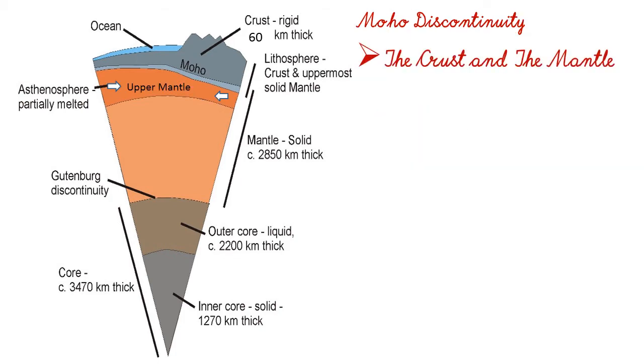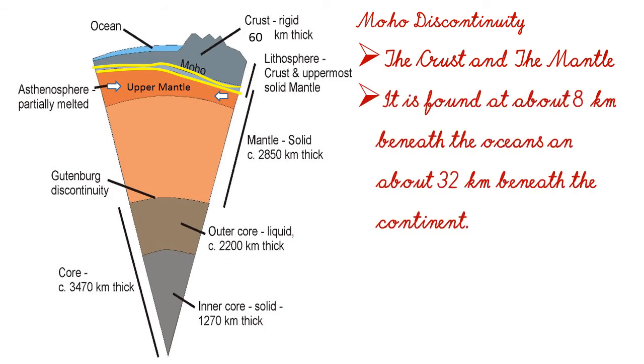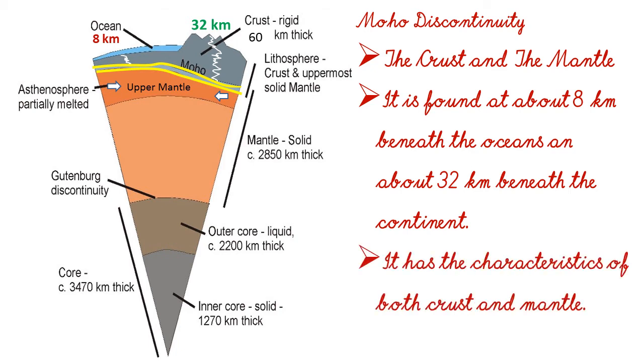It forms the boundary between the crust and the mantle. Like the crust, it does not exist at a uniform depth. It is found at about 8 km beneath the oceans and about 32 km beneath the continent. That means if you drill 8 km into the oceanic bed, probably you will touch the next layer of the earth, which is the upper mantle. Similarly, if you drill the continental crust, it will take around 32 km to reach the upper mantle. Again, the thickness varies. Next, it has the characteristics of both crust and mantle because it lies between crust and mantle.